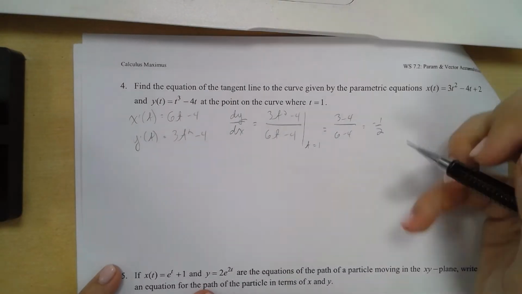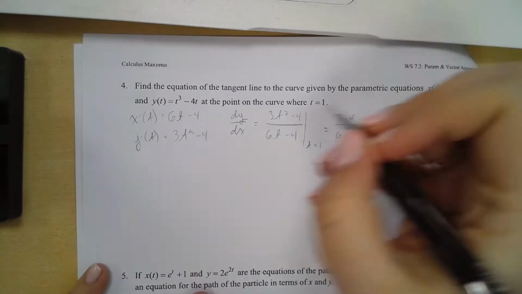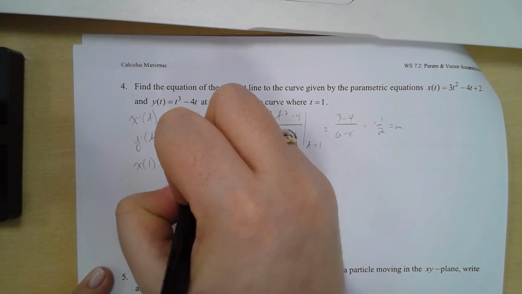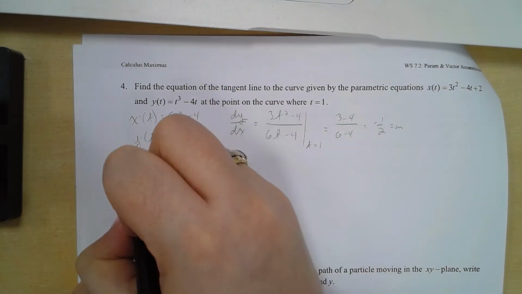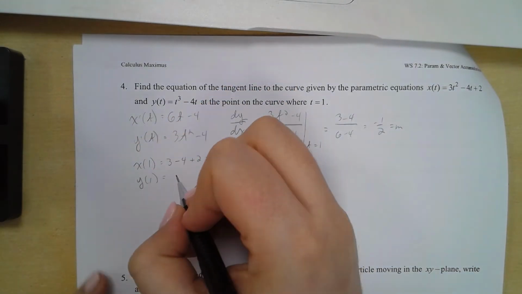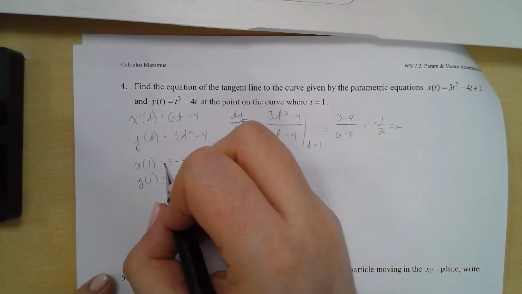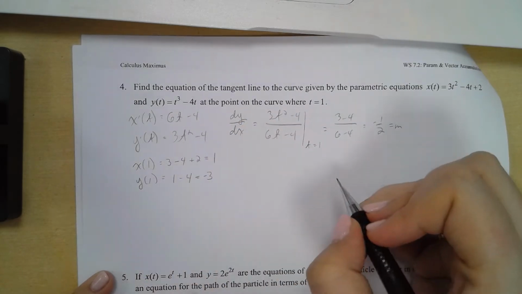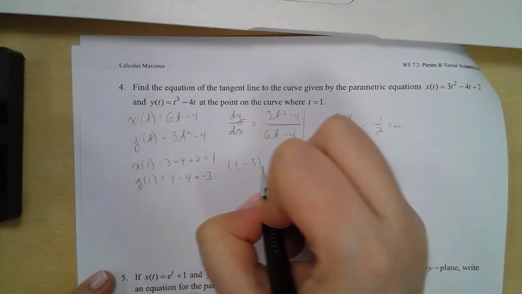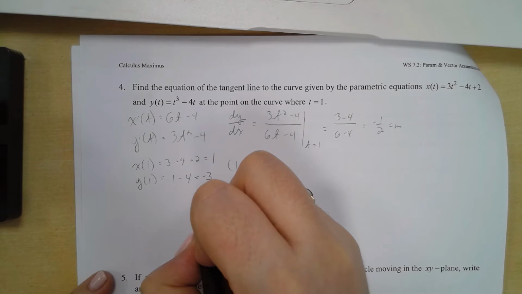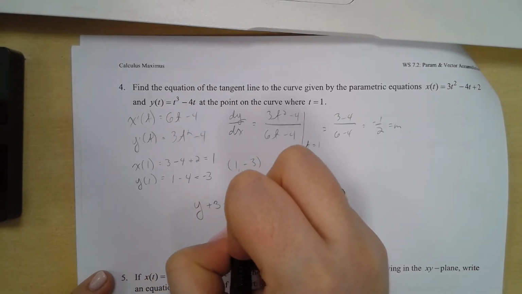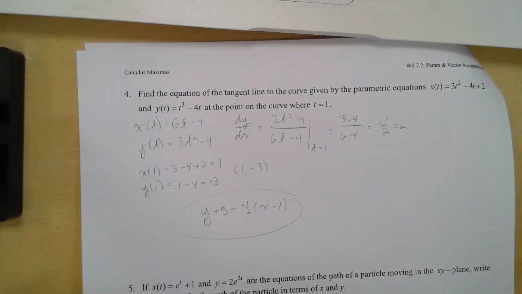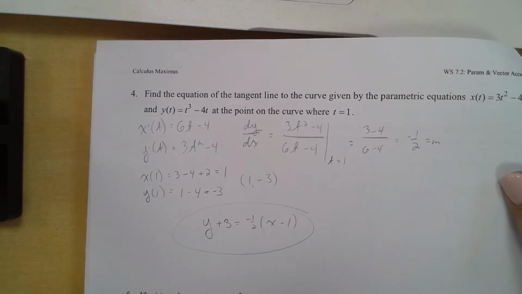All right, so we've got our slope here. Now we just need our point. So x of 1 is going to be equal to 3 minus 4 plus 2, which equals 1, and y of 1 equals 1 minus 4, which equals negative 3. So I've got the point (1, negative 3) and my slope. Now I can write my equation. y plus 3 equals negative 1/2 times x minus 1. And I would just leave it like that. I wouldn't expand it or move anything around.